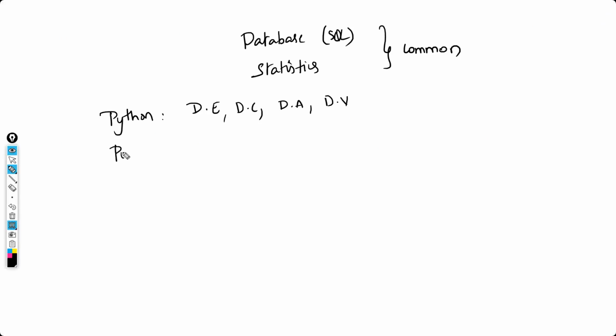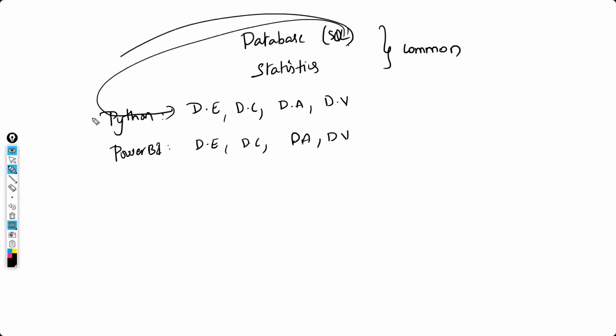Next, coming to Power BI: data exploration, data cleaning, data analysis, and data visualization. For doing the data analysis and data visualization, commonly we have to learn SQL, because data has to be connected to Power BI. For doing the analysis, we are going to learn statistical measures. What are the different statistical measures?